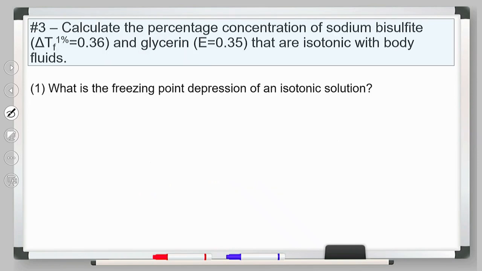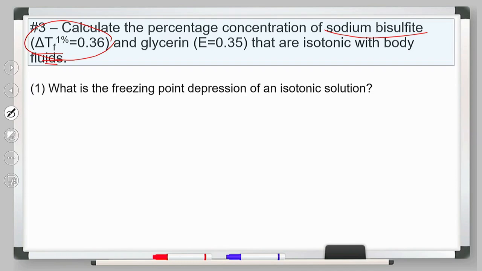This becomes now more important. Okay, and hopefully we're getting closer to what we all eventually need to do for the exams and so forth. All right, so in this case, I want you to calculate the concentration of the sodium bisulfate or glycerin that are isotonic with body fluids. Okay, and we're going to do this in two steps. Let's start with the sodium bisulfate using this value right here, and this is most important. This is the values I'll give you on the exam. A delta TF 1%. And I'll get to what that means here in a second.